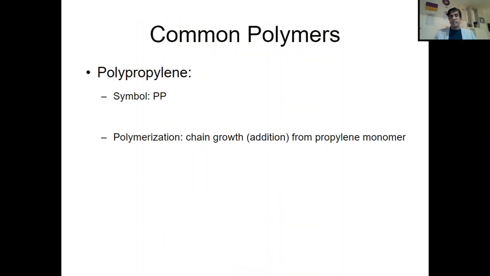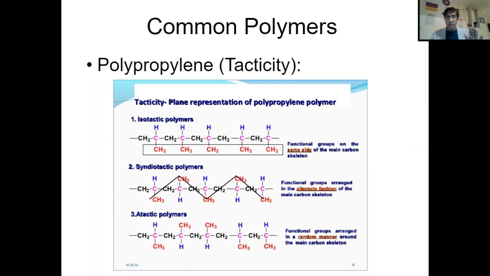Okay, so the symbol is PP, and it is polymerized by chain growth addition. You know all these things we have discussed before. Now the important thing here is polypropylene from Oman's point of view, because we have this polypropylene industry. So the tacticity, when we prepare polypropylene, the tacticity is very important. What is the meaning of tacticity?